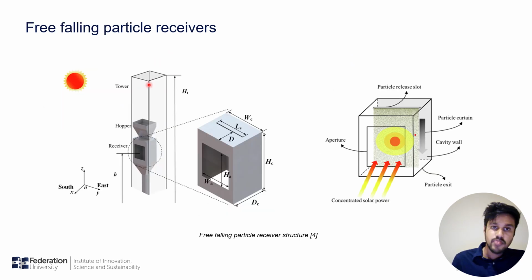When it comes to power tower systems, there are several particle flow systems as well. In this research, I considered free-falling particles under gravity. So the ceramic particles will flow into the receiver through this hopper while creating a particle curtain. The concentrated solar power will be absorbed by the particles in the curtain.